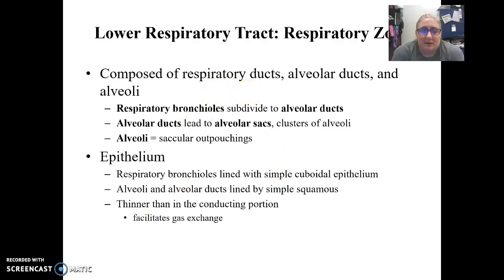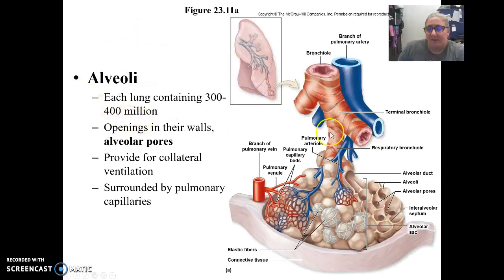From the bronchioles, we move into the alveoli. So alveolar ducts lead to alveolar sacs, and alveolar sacs contain alveoli. Alveoli are where gas exchange occurs. And so here is what an alveolar sac looks like, and here is individual alveoli. There's an alveoli, alveoli, alveoli, okay? Within each of the alveoli, we have blood vessels directly associated with it, okay?